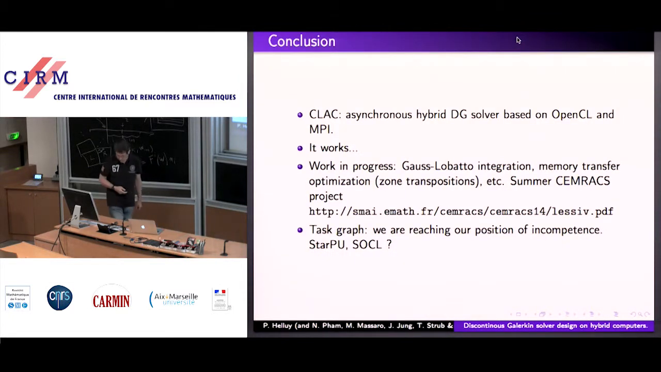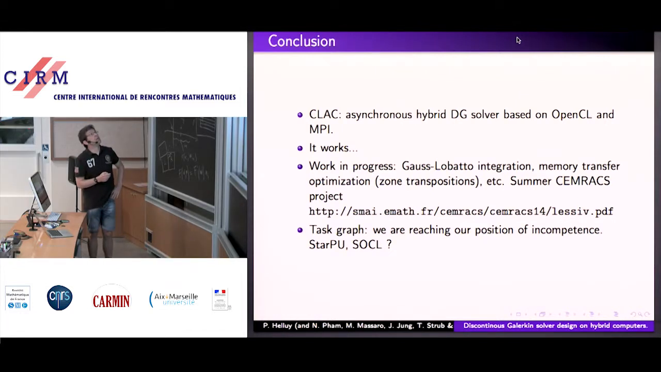Okay, so this is the end of the talk. Finally, CLAC is an asynchronous hybrid DG solver based on OpenCL and MPI. It works already, and we have work in progress in the context of the same rack. We are introducing Gauss-Lobatto integration points into the software. We are optimizing the memory transfer on hexahedrons. And we also include the Vlasov model into this software.